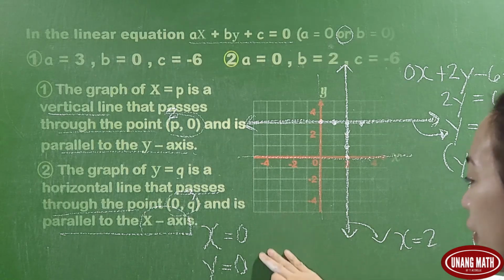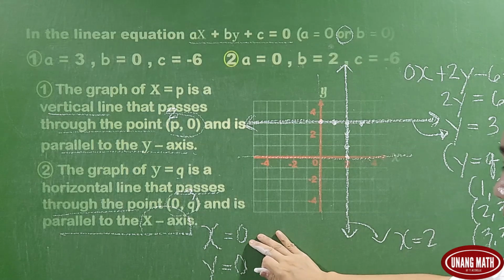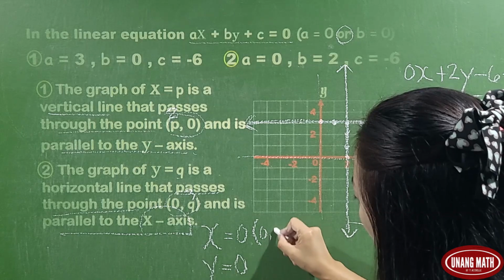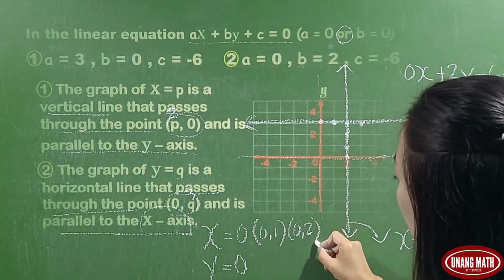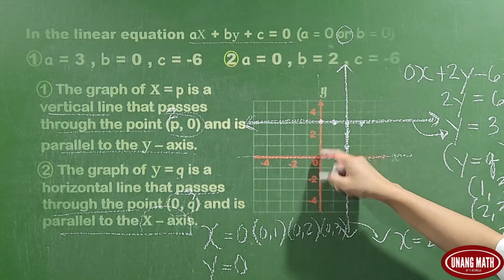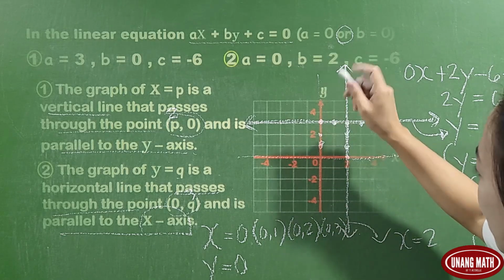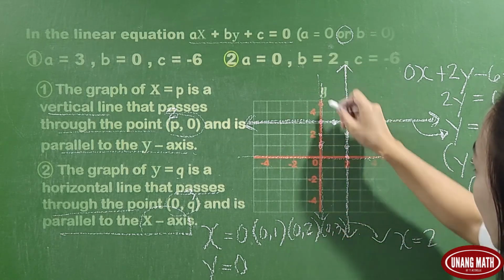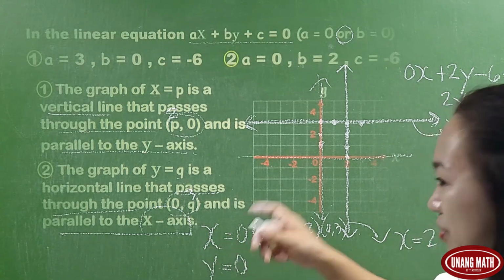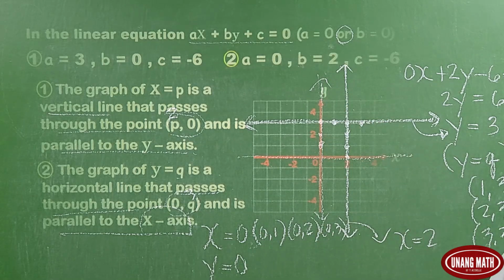Okay, what about if the equation is x is equal to 0 or y is equal to 0? What will be the graph of these equations? For x is equal to 0, that means that all the x coordinates are 0. So we can have (0, 1), (0, 2), (0, 3), and so on. Okay, (0, 1) is this point, (0, 2) this point, (0, 3) this point, and so on. And this graph is also our y-axis. So x is equal to 0's graph is also our y-axis.